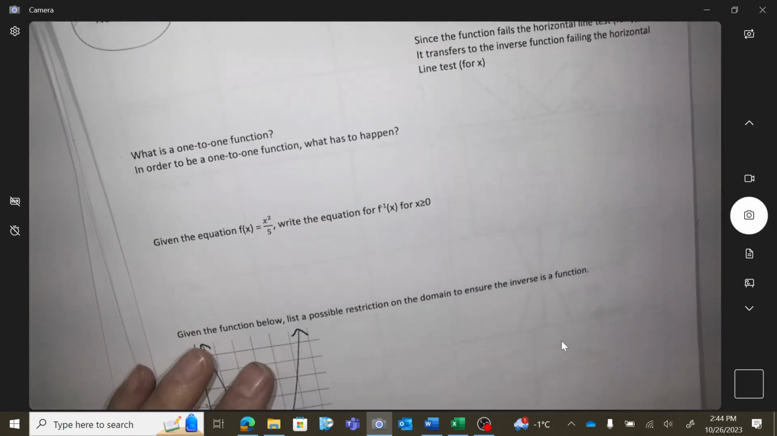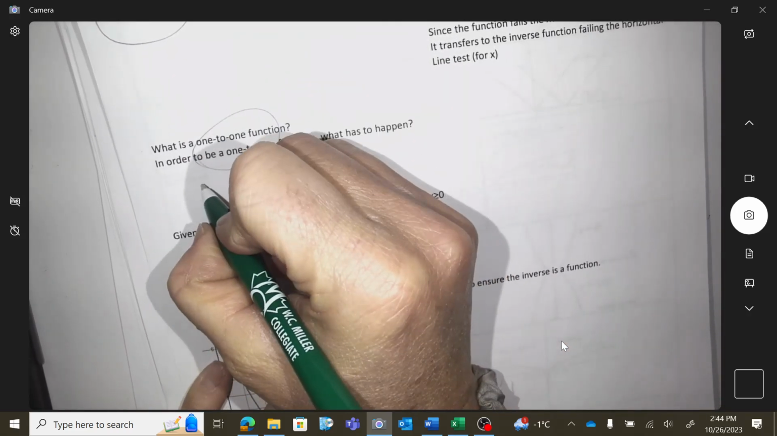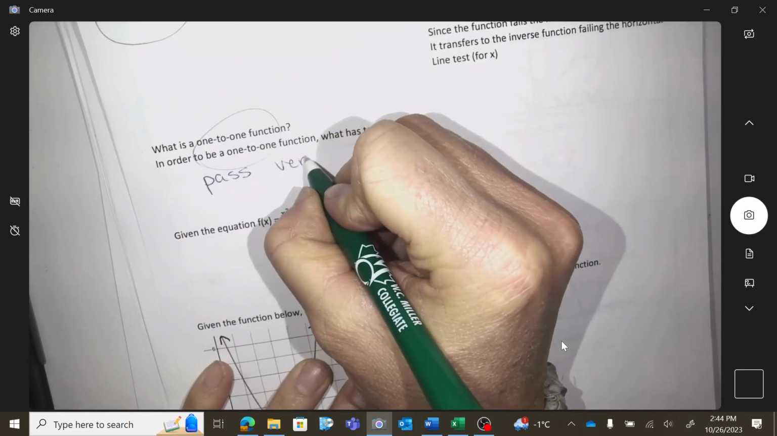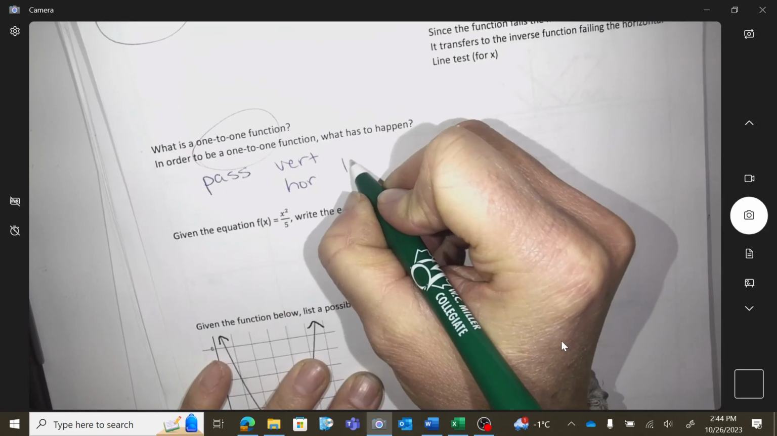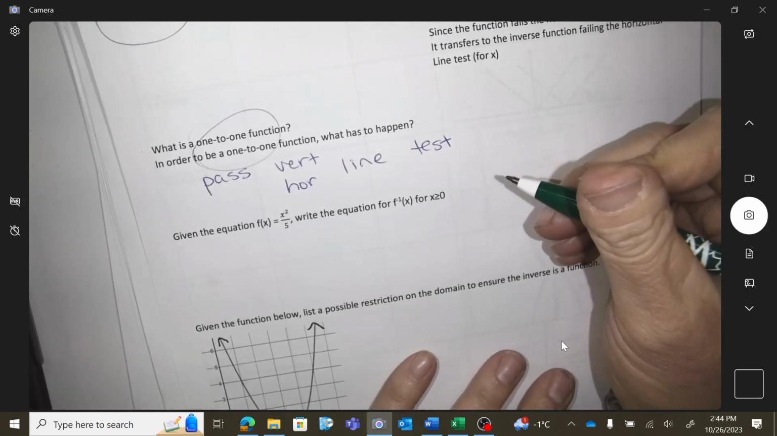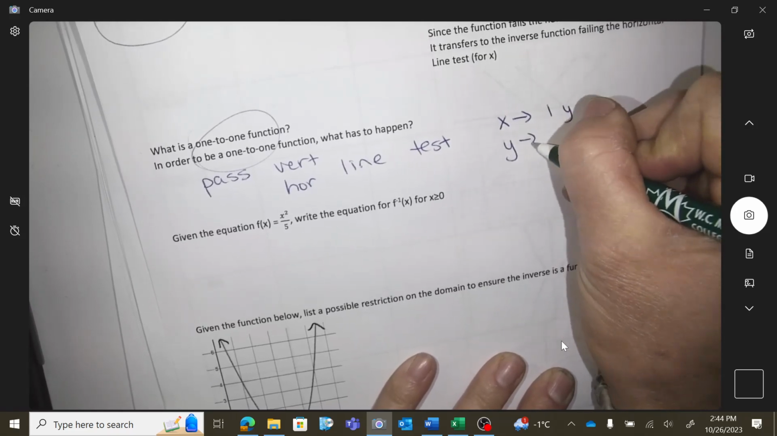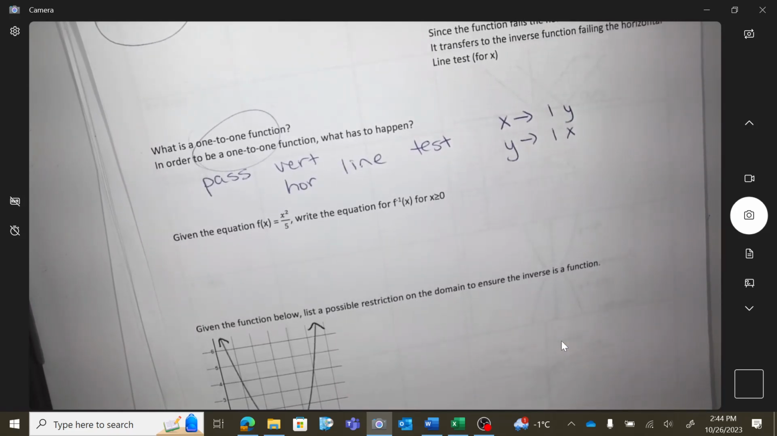So what does a one-to-one function mean? A one-to-one function would pass the vertical and the horizontal line test, which means every x only has one y, and every y only has one x. There's nobody here having two boyfriends or two girlfriends. That's a one-to-one. So for that to happen, you have to pass both tests.